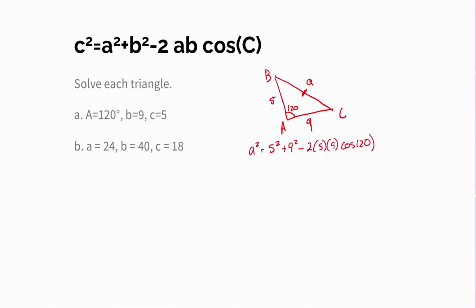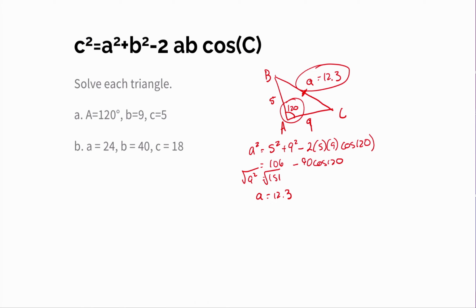And you plug all that into your calculator, and this ends up being 106 minus 90 cosine 120, which is 151. And you square root both sides, and you're going to get that a equals the square root of 151, which is about 12.3. So now I know all 3 sides of this triangle and I know one angle, but now I have a side and opposite angle pair, and that means that I can use the law of sines.